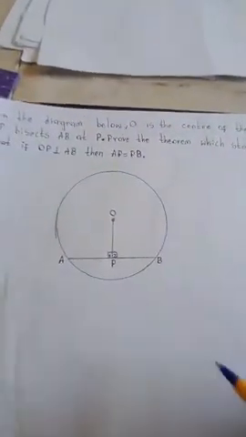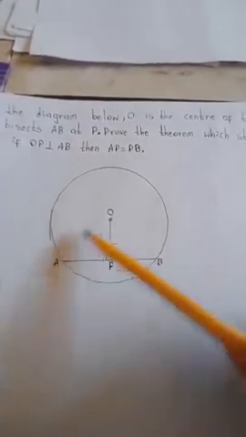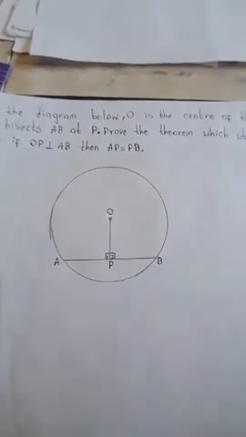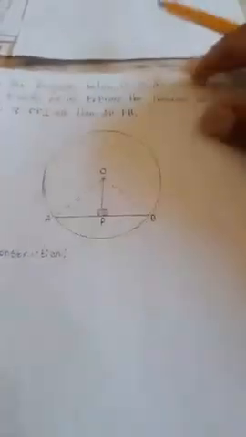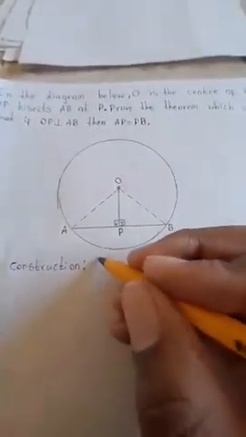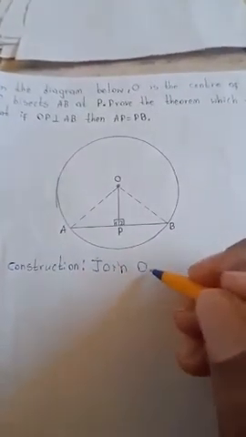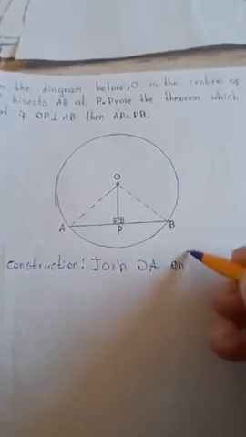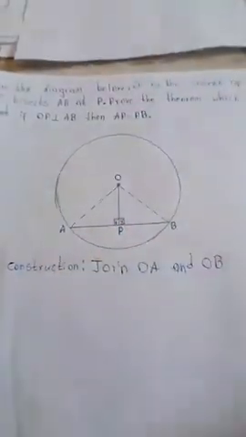I'm going to make a few constructions. I'm going to pause this video because I don't want to make sketches that will confuse you. So I will join AO and join OB. Like I said, I drew these lines here, OA and OB, and in my construction I will state: join OA and OB, with these symmetric lines here.